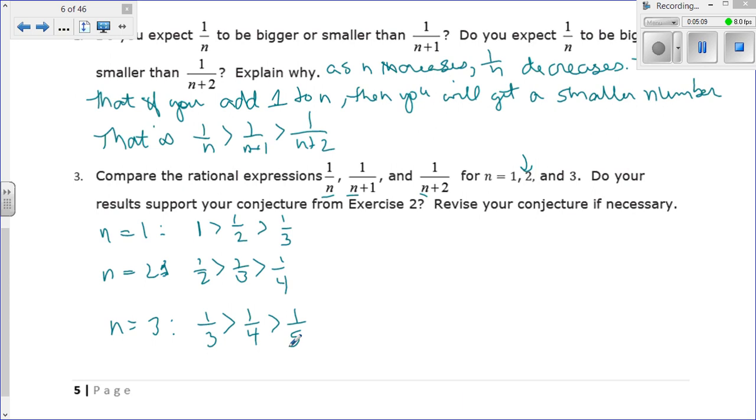So that's not going to change what we said from the problem above, because every time I add 1 to the denominator, my fraction gets smaller. So, do your results support your conjecture from exercise 2? Yes, it does. 1 over n is greater than 1 over n plus 1, which is greater than 1 over n plus 2.